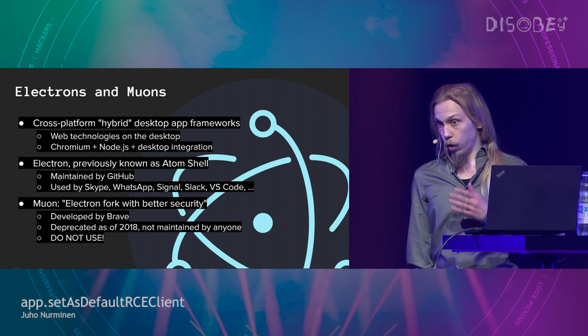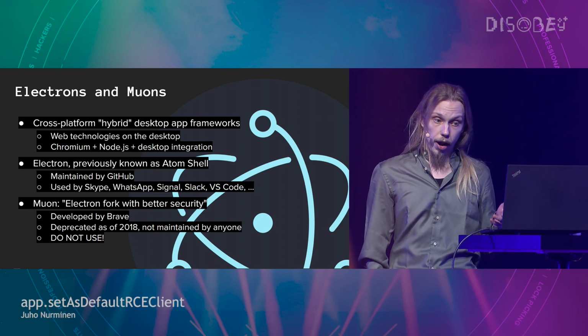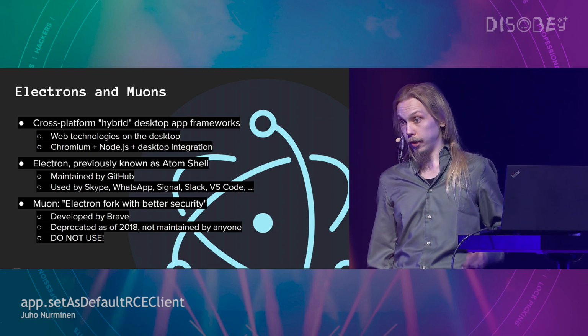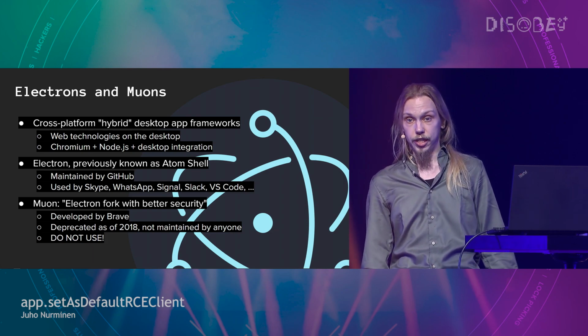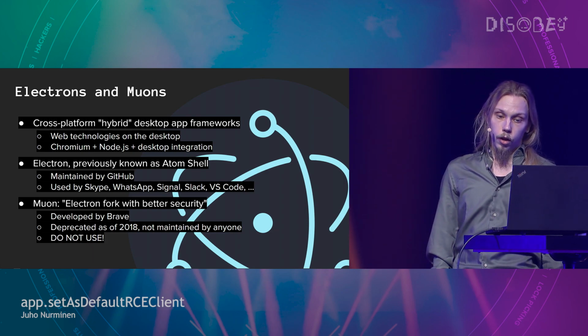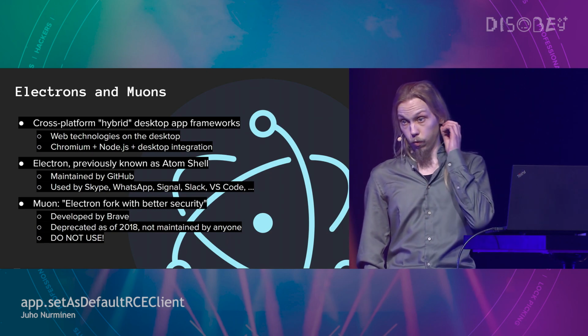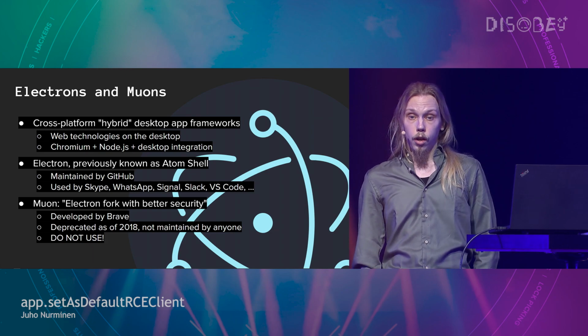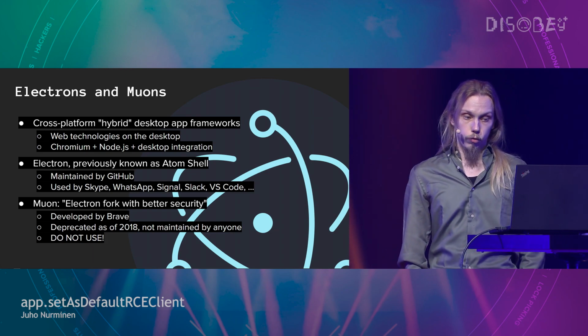If you're not familiar with Electron, it's a desktop application framework. It lets you write cross-platform applications using web technologies like HTML and JavaScript. Without oversimplifying too much, it's basically just the Chrome browser bundled with Node.js and some extra JavaScript APIs.